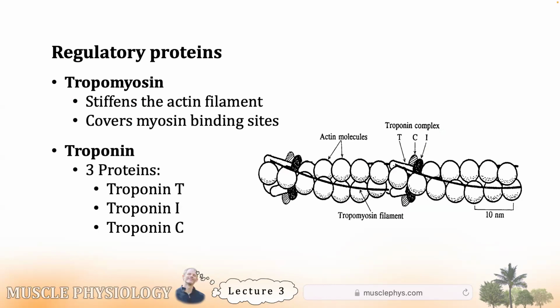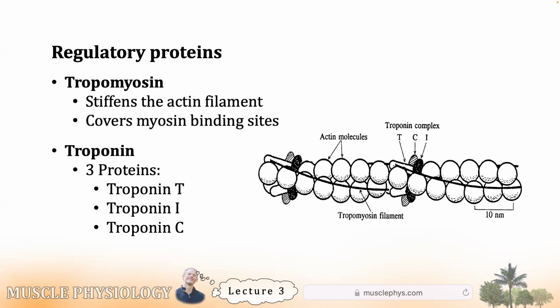But along the tropomyosin, we find troponin. And this is a protein complex. There are three proteins in troponin. There's troponin T, and this binds to tropomyosin. That's what the T stands for. There's troponin I, and this binds to actin, but the I stands for inhibition. It should be called like troponin A, because it binds to actin, but the I stands for inhibition.